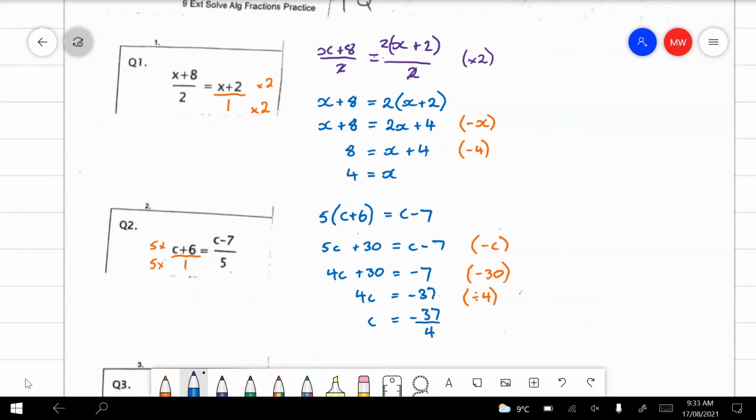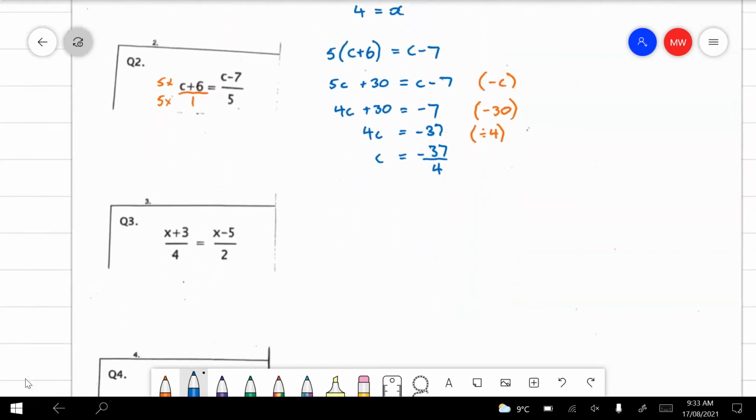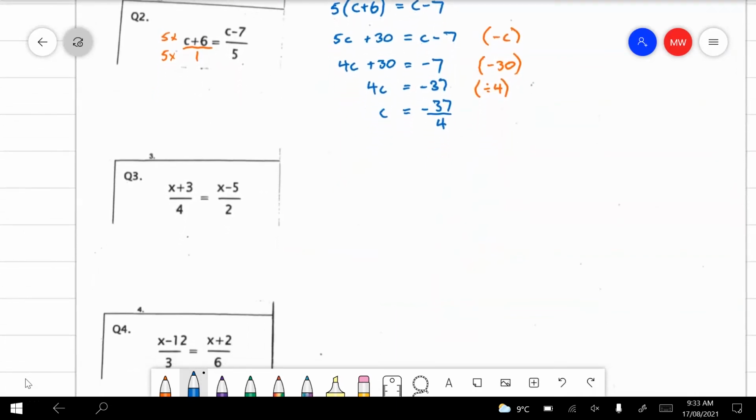I'd simplify that if I could. You'll be able to use your calculator, but that one can't be simplified any further, so we'll leave it as a fraction. You won't lose marks if you go to decimals, but I would personally keep them as fractions because at this point there's absolutely no error in it through rounding.